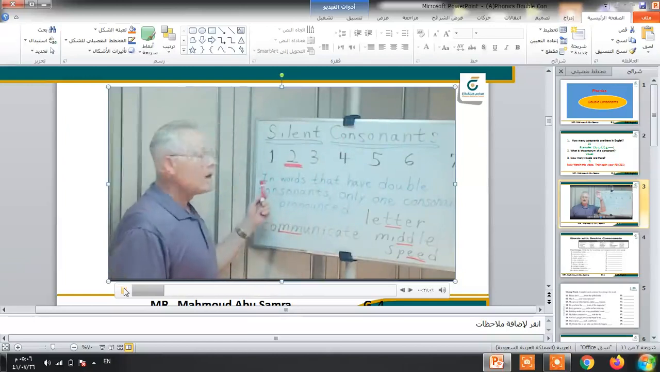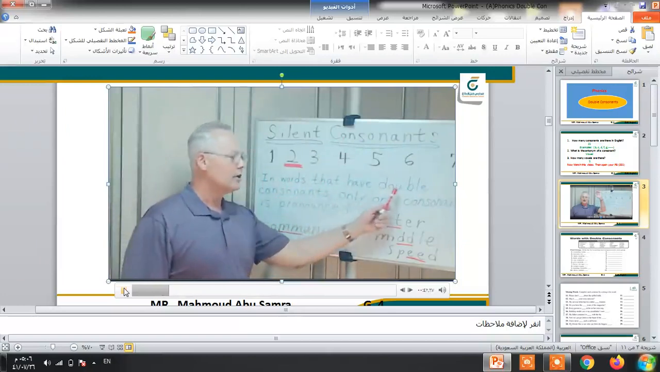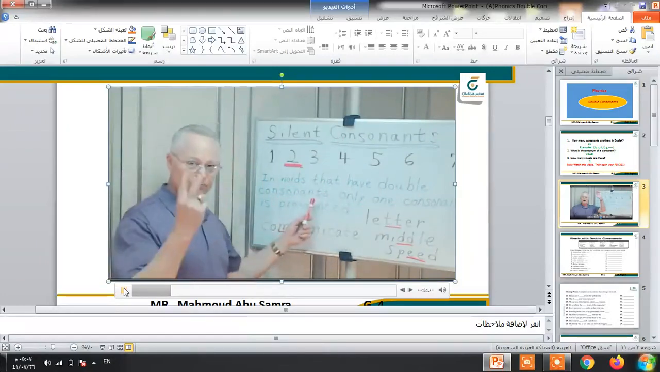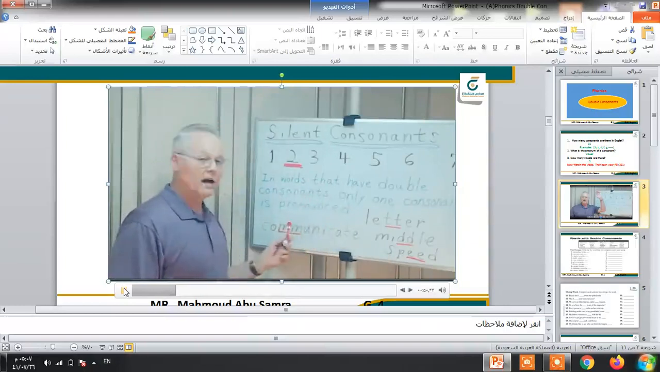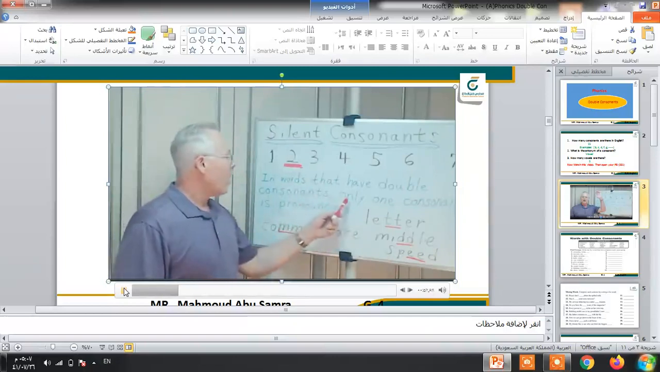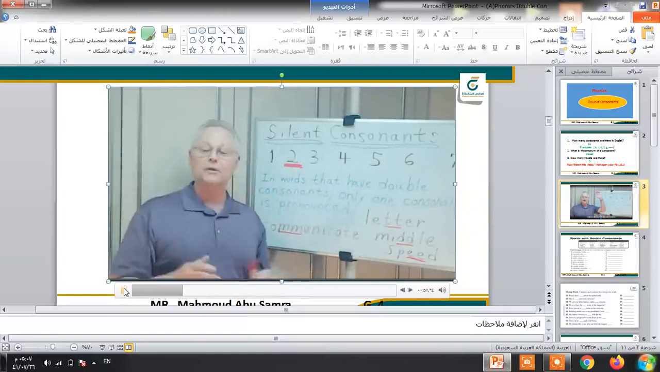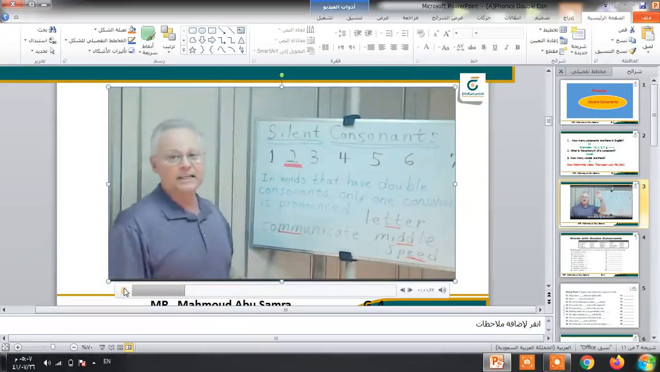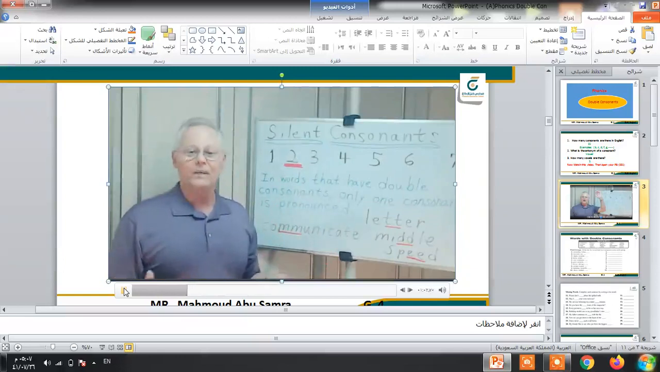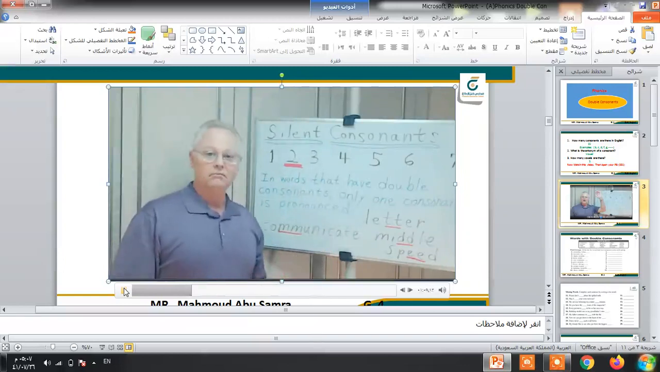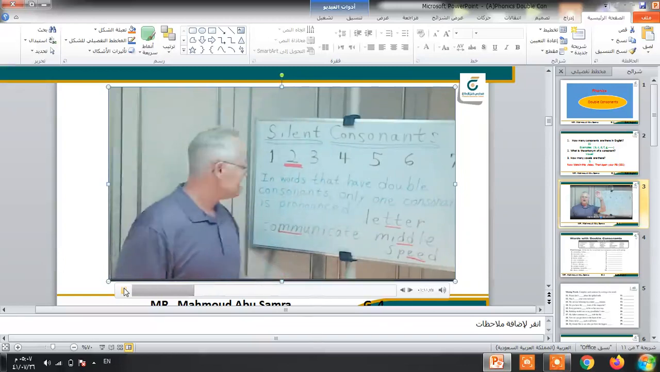This one, the topic is in words that have double consonants, double, 2, the same 2, DD, MM, whatever, only one consonant is pronounced. That sounds pretty simple, right? It is. It really is. But it's something you need to know. Even if it's something simple, if you don't know it, well, it's not so simple, right? So, let's run through this.